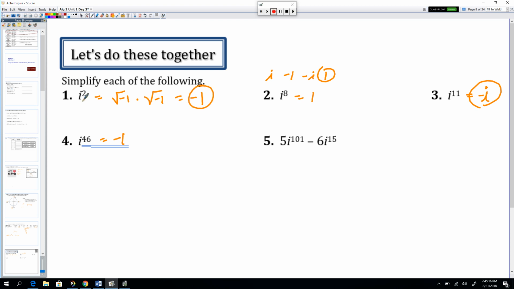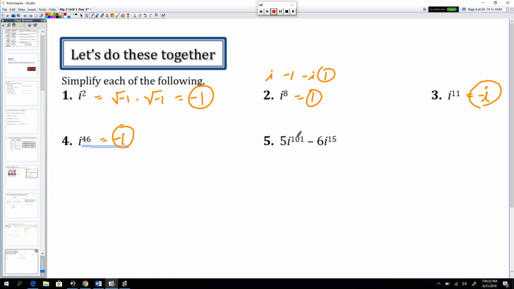So when we ask you to simplify or evaluate these, we're going to want you to tell us the answer is negative 1, 1, negative i, or i. Your answer to all of these is going to be one of these 4 values. It's never going to be anything else, okay? Now let's ramp up the difficulty a little bit.